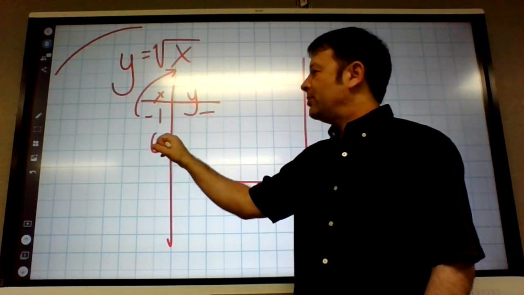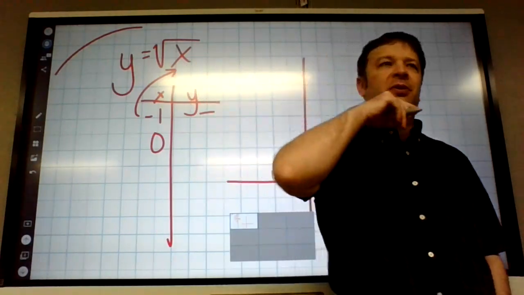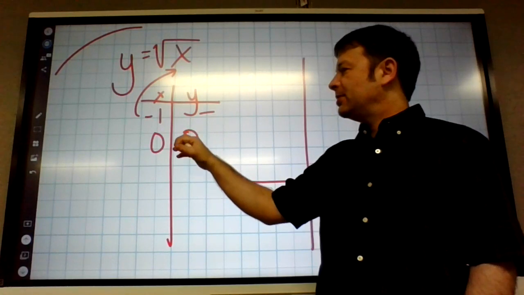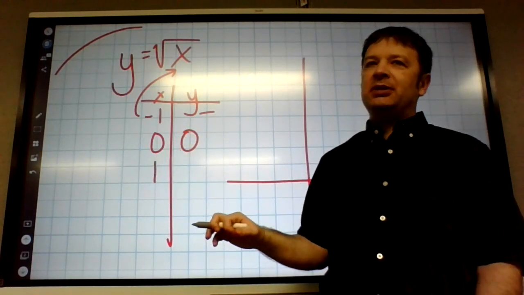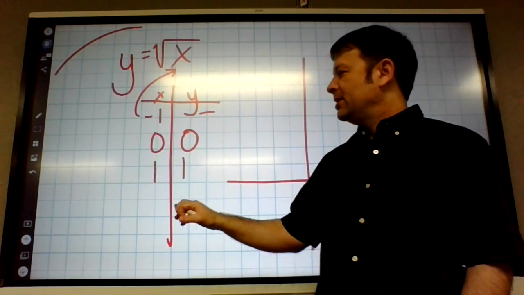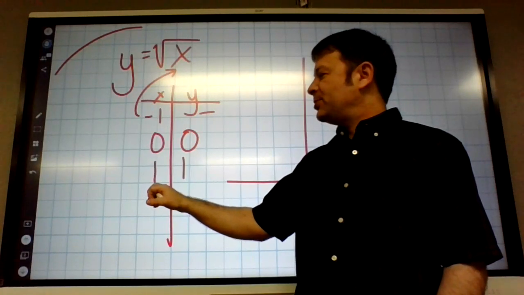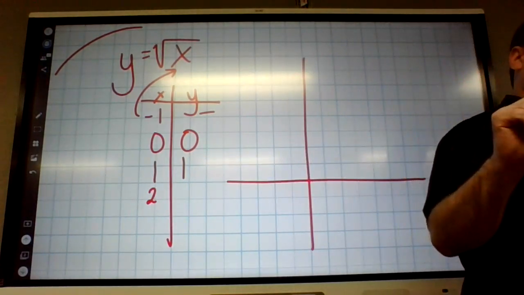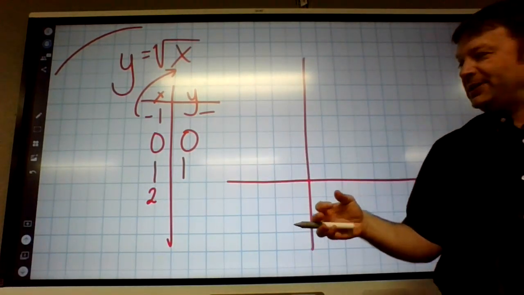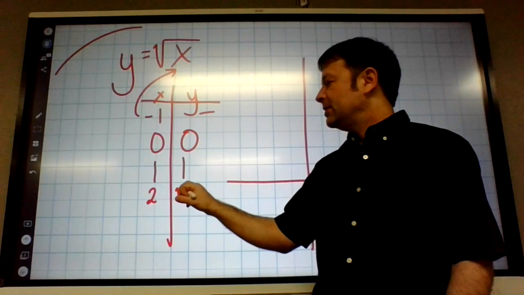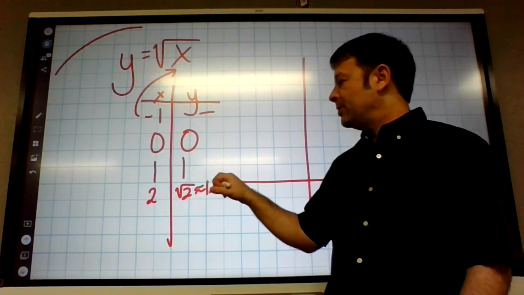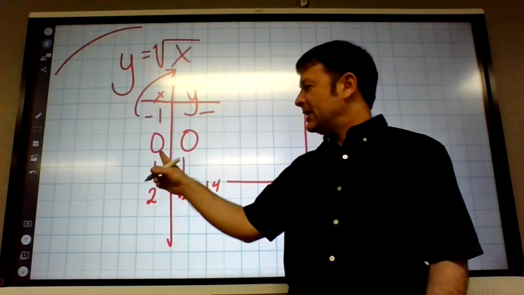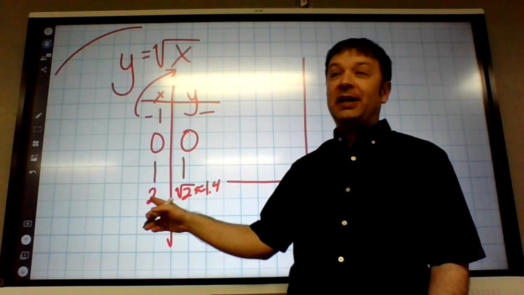How about if I plug in 0 for x? What's the square root of 0? What times what equals 0? 0. Okay, what's the square root of 1? 1. Okay, how about the square root of 2? It would be square root of 2, which is a messy value. It's about 1.4. So it's actually easier to use numbers that actually have nice square roots.